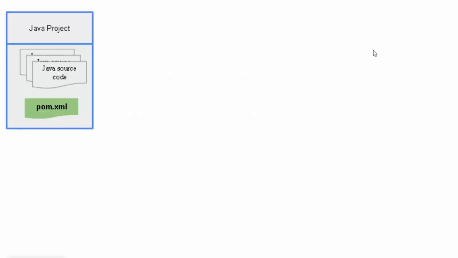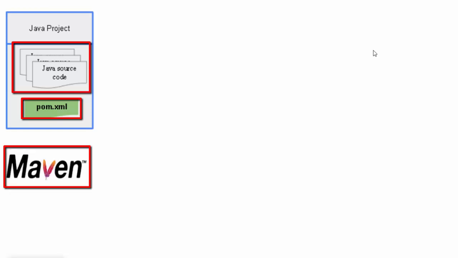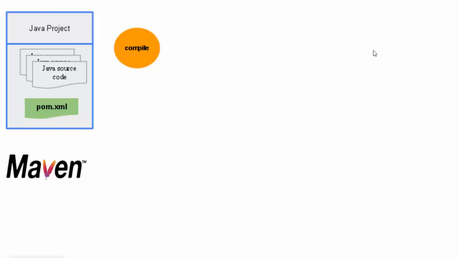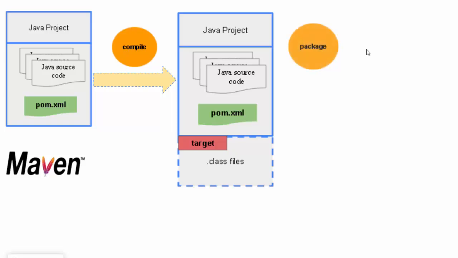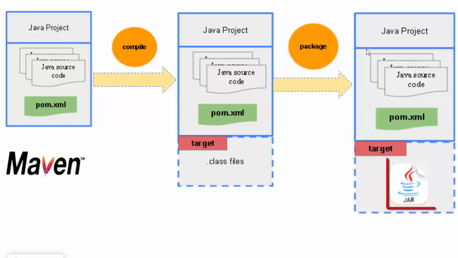Suppose you have a Java project in your system, you have the Java source code, your pom.xml is also there, and you have Maven installed. You run the Maven compile command. What will you get? Apart from your project structure, a target directory would be created and you will get your compiled classes, the class files. If you run the Maven package command, what will happen? In the target folder, you will get a jar file. So these are the basic things we get from Maven.